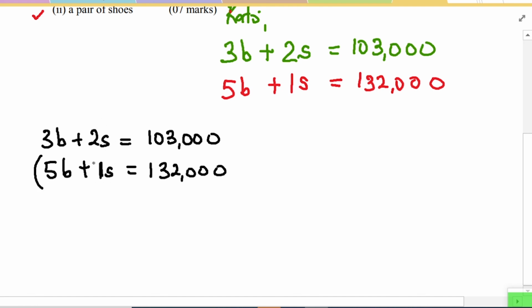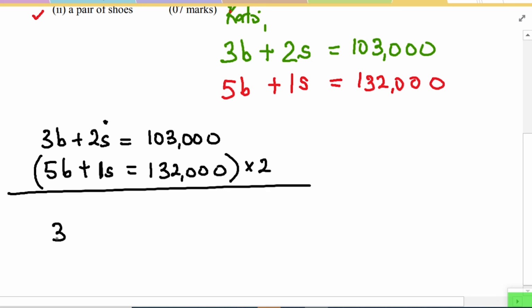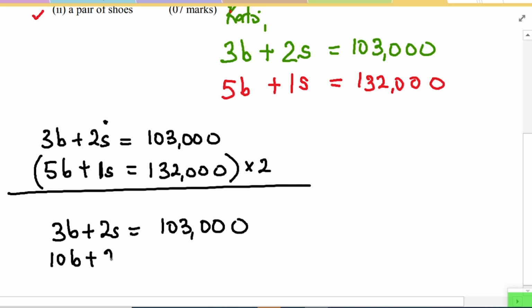In order for us to eliminate s, it means that the coefficient of s has to be the same both up and down. The coefficient of s in the first equation is 2, the coefficient of s in the second equation is 1. So we multiply the second equation by 2 to make sure the two are the same. So what we have now is 3b plus 2s giving us 103,000. Then we have 5 times 2, which is 10b, plus 2 times s, which is 2s, giving us 132 multiplied by 2, which is 264.